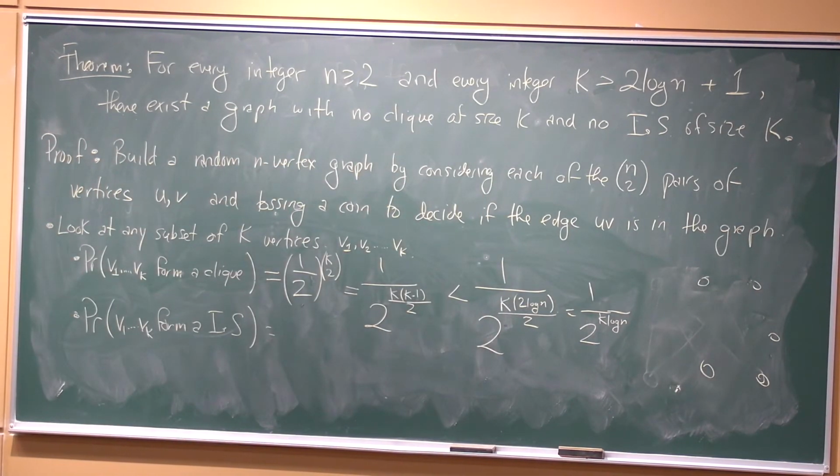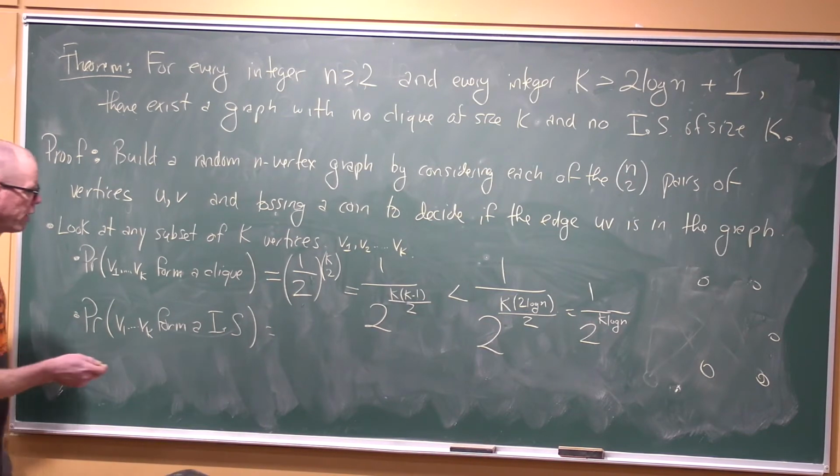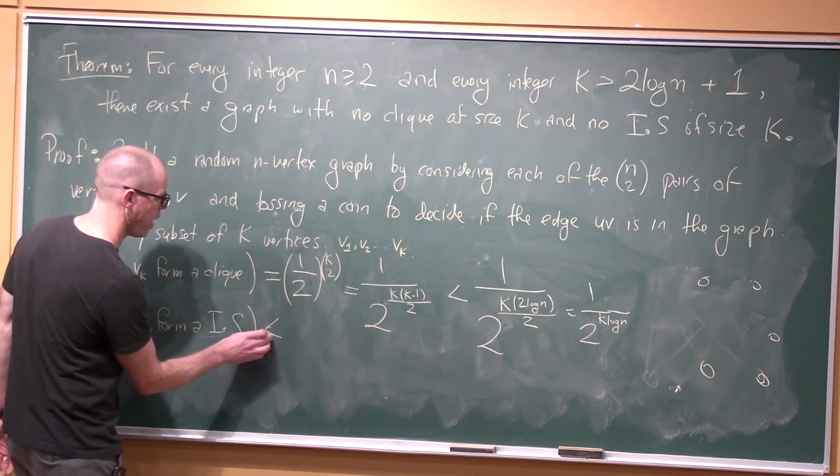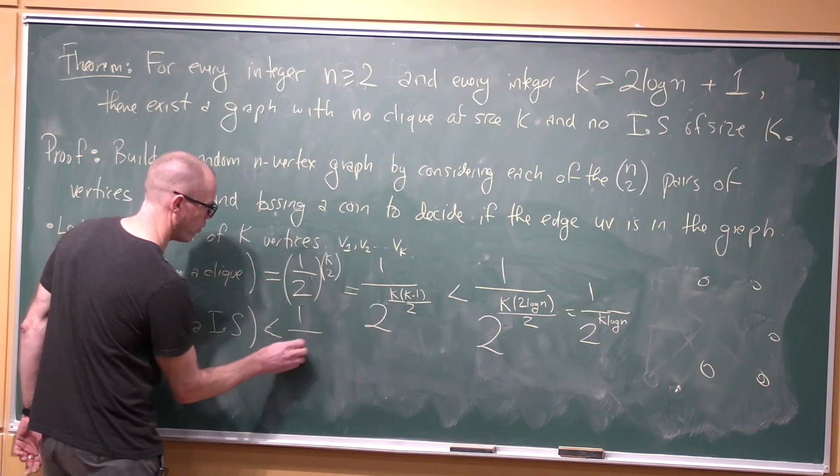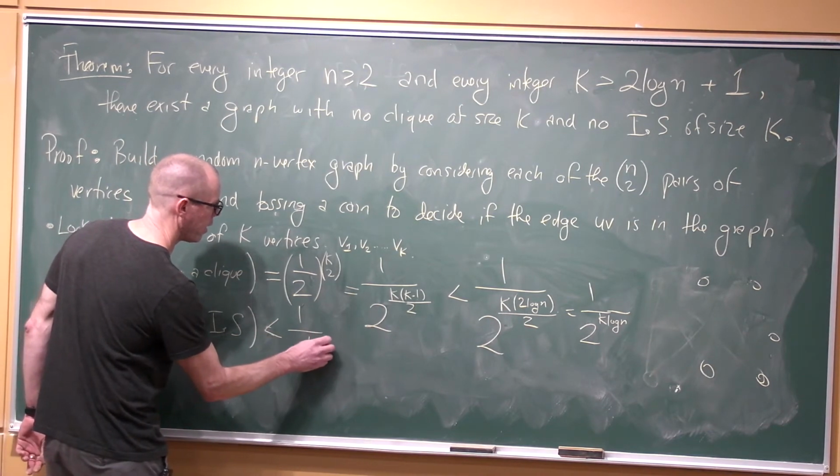So everything that I said about cliques, it's the same thing for independent sets, except that instead of all the coins having to come up heads, now they all have to come up tails. But that happens with the same probability. So this is less than 1 over 2 to the k log n.